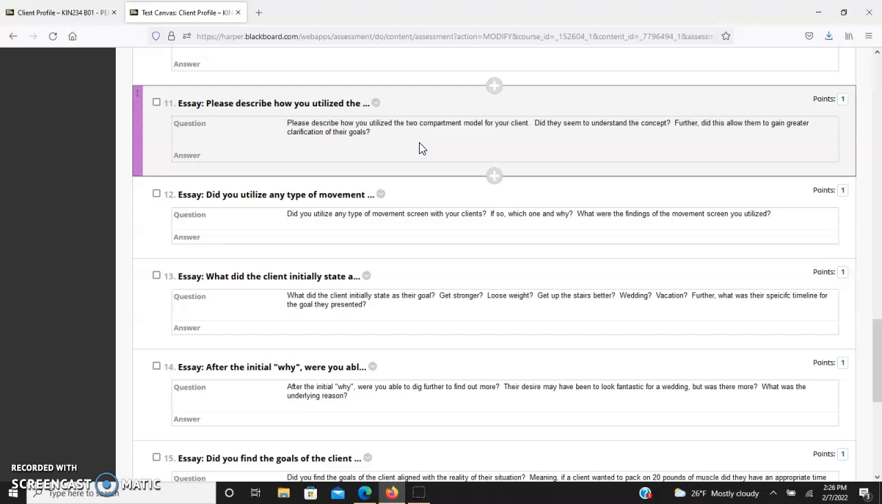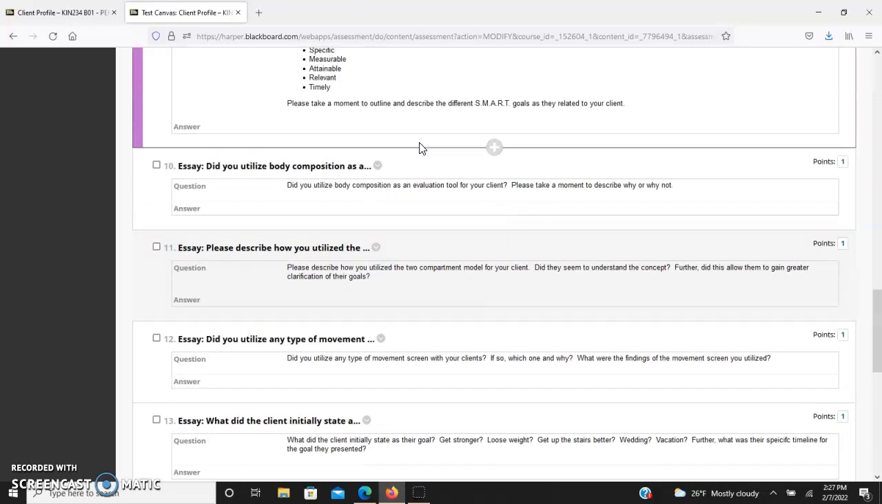And when the client first came in, they should have initially stated some type of goal, what they're trying to accomplish. It's getting stronger, to lose weight, maybe get up the stairs faster. They have a wedding coming up, a vacation coming up. What was their specific timeline for the goal they presented?